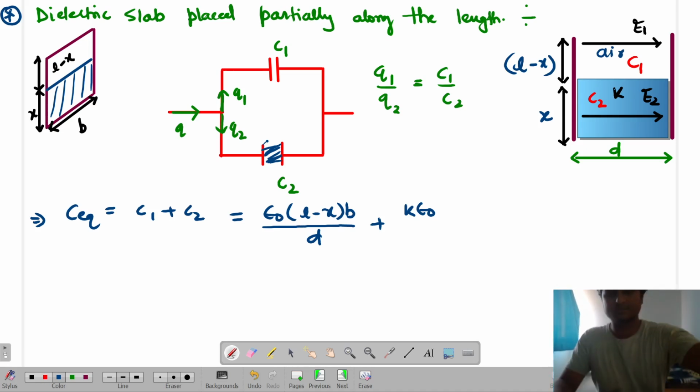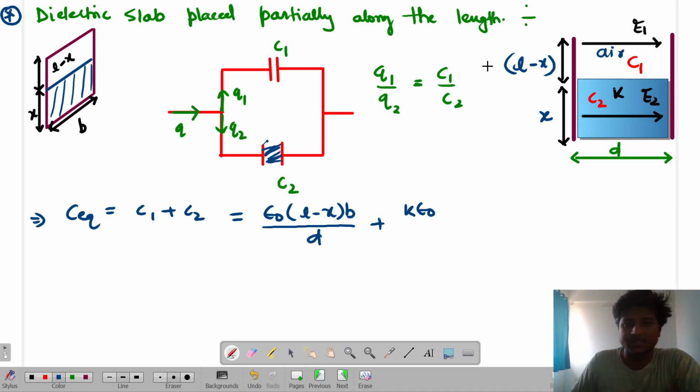Hello. Can you hear me? Yeah, so this is L minus x, and this is x. Second case, this will be K epsilon naught into x into B divided by distance D. Is that clear? So this is my C equivalent.